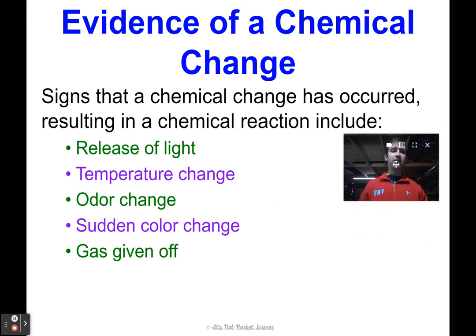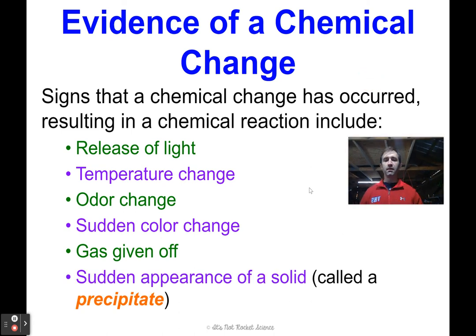Okay. Evidence of a chemical change, and we're almost done, guys. Stay with me. So evidence of a chemical change, on a test, what's some evidence of a chemical change? Well, signs that a chemical change has occurred: release of light, temperature change, odor change, sudden color change, a gas is given off, a sudden appearance of a solid is called a precipitate in solution. So you may pour something in a liquid, and all of a sudden you see a little collection of solid at the bottom of the liquid. It's called a precipitate. And that'd be evidence of a chemical reaction.